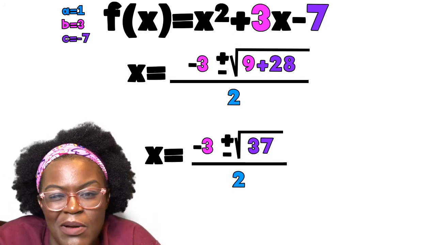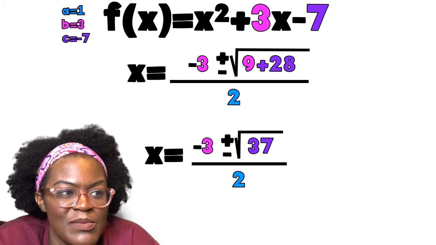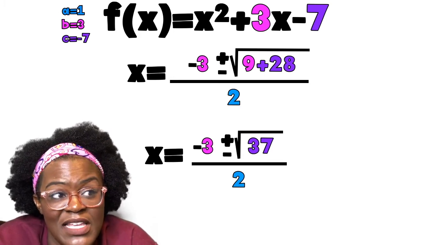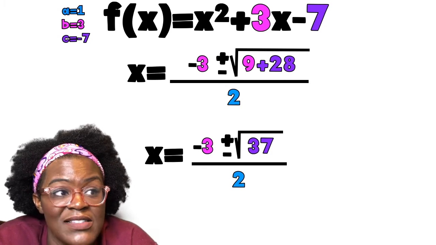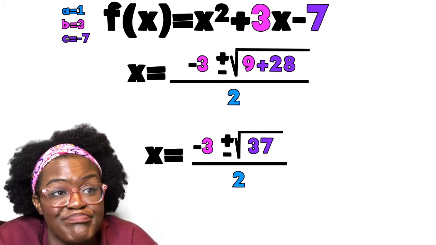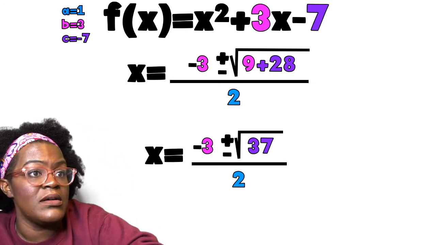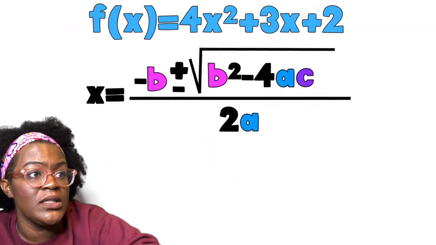See, that last problem, the other examples might be a little bit more complicated, but this one is pretty straightforward because I don't have to simplify what's inside the radical. I don't have to simplify anything outside. This is just, that's my answer. That's it, that's it. Okay, next one.